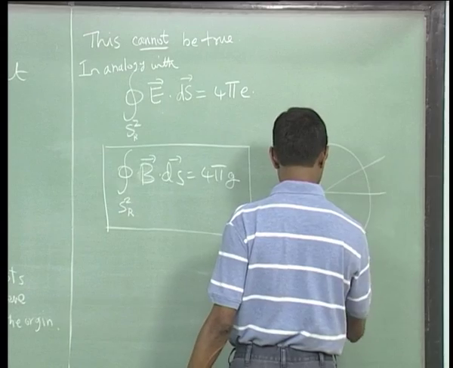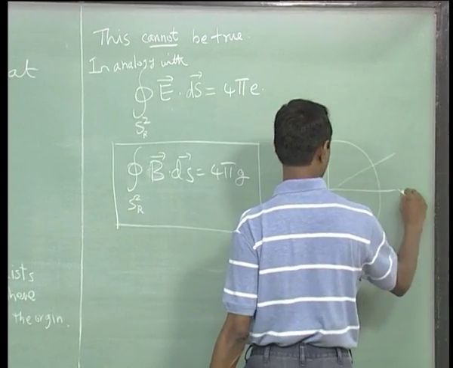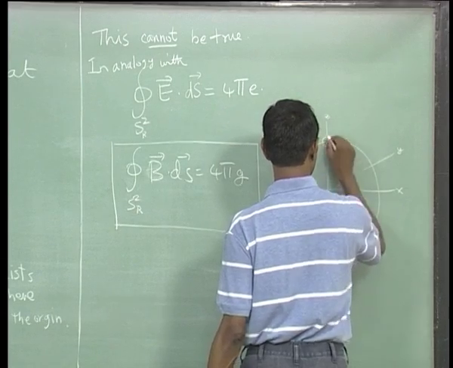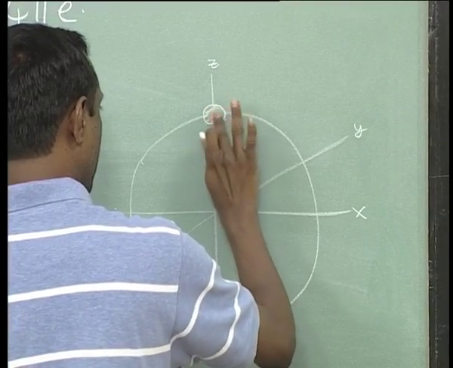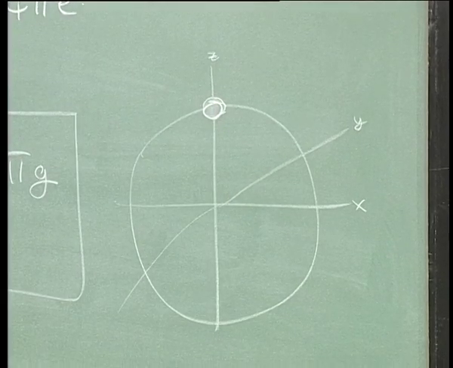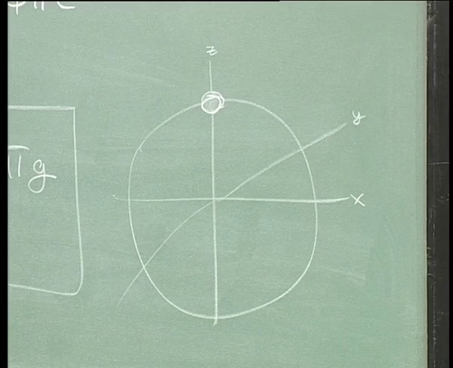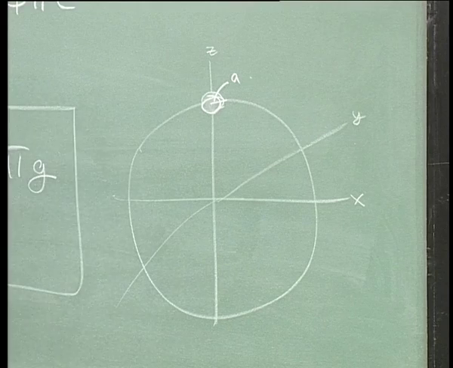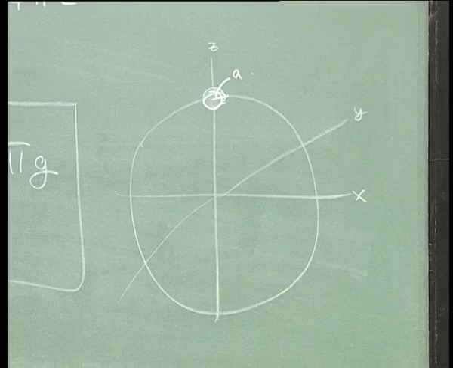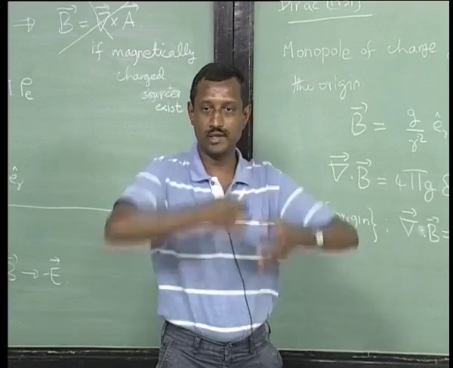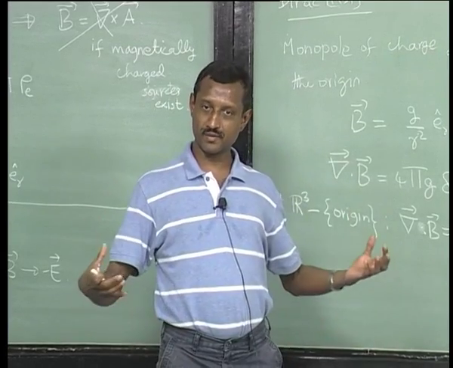with x, y and z axes, and let us say that I create a hole of some small radius little a. So, what I have is a sphere with a hole in it. So, really I have an open surface.